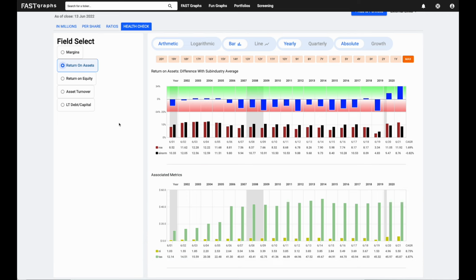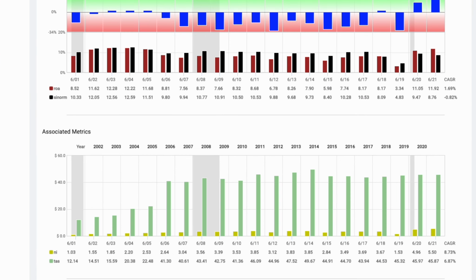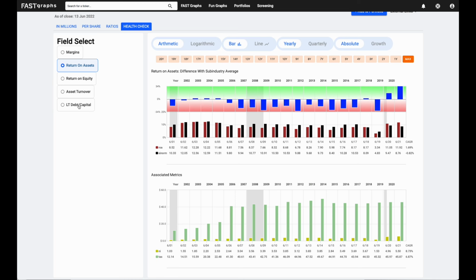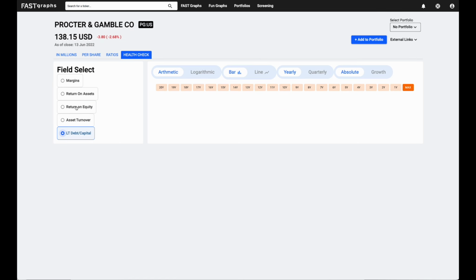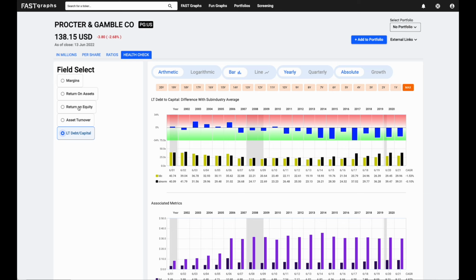For example, return on assets is calculated by dividing net income by total assets. This graph below shows these 2 items graphed to give a better understanding of how ROA is changing on a year-to-year basis. The final point to notice is that above the sub-industry average does not always necessarily mean a good thing. This is the case for long-term debt to capital.